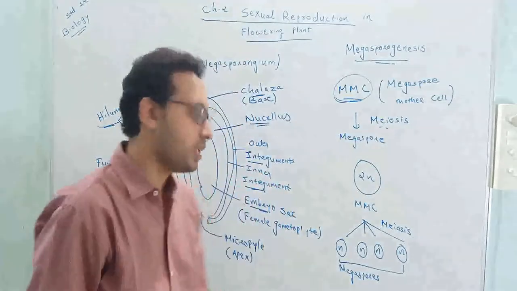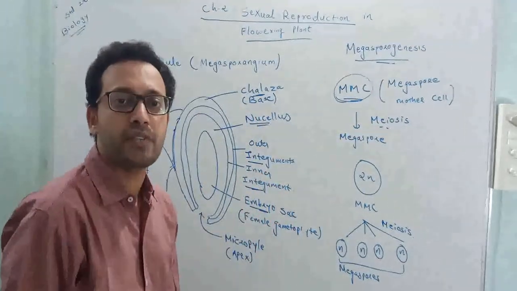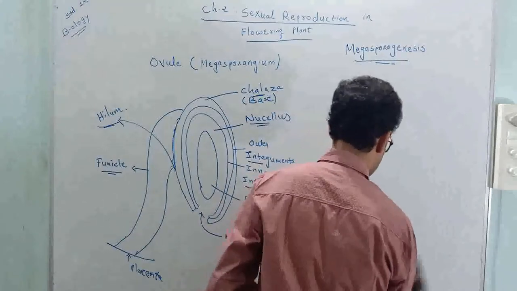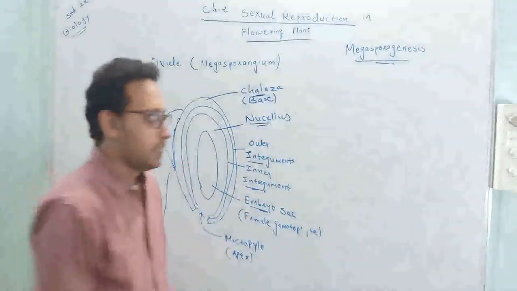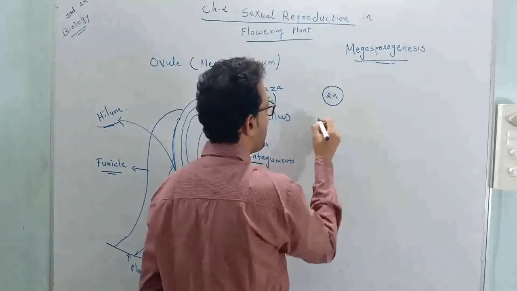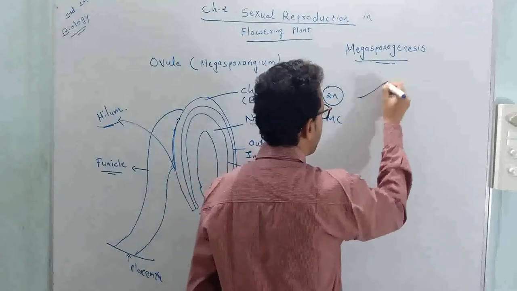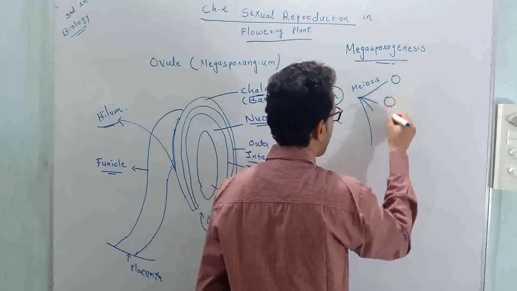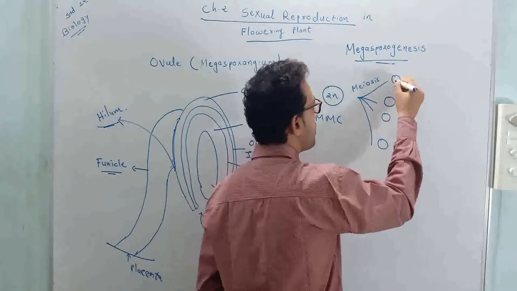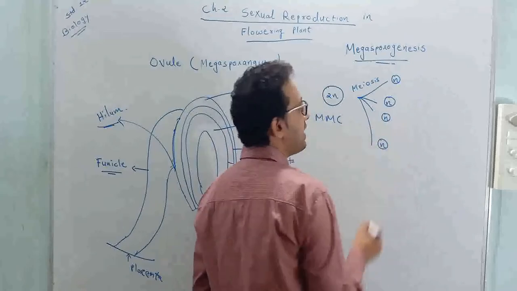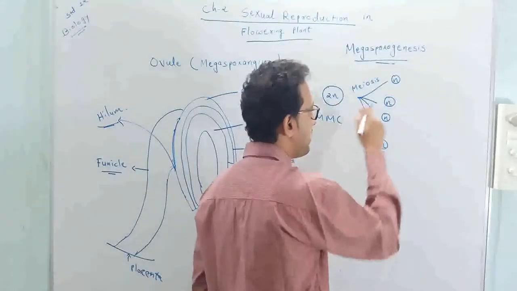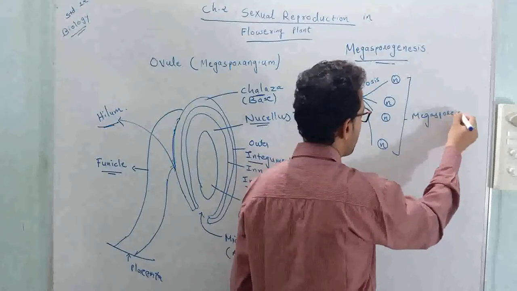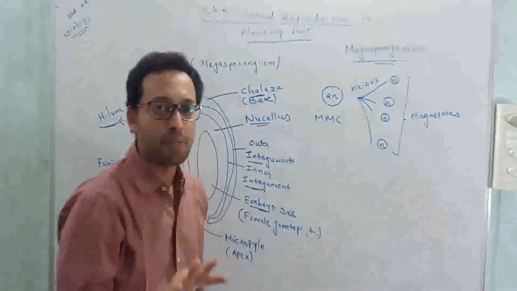Now what happens to this megaspore and how does the embryo sac or female gametophyte develop? Let's move ahead. I will briefly enumerate. This is a 2n megaspore mother cell. It divides by the process of meiosis. How many megaspores are formed? Yes, 4 megaspores are formed. Each contains half the number of chromosomes of the parent cell, because it's a meiosis process. These all are megaspores. So one megaspore mother cell generates 4 haploid megaspores.